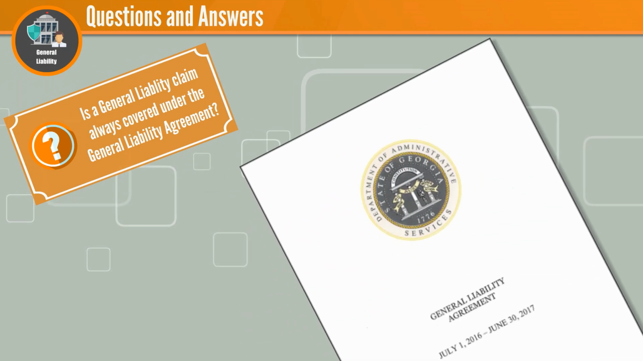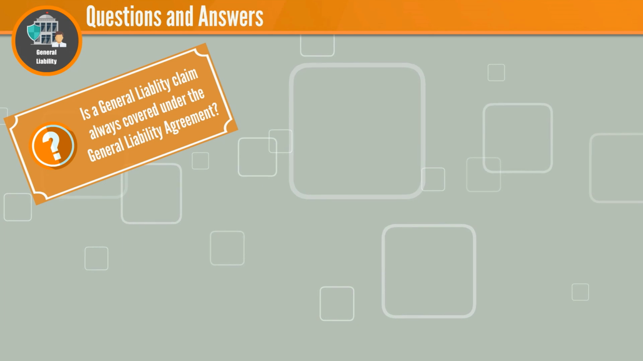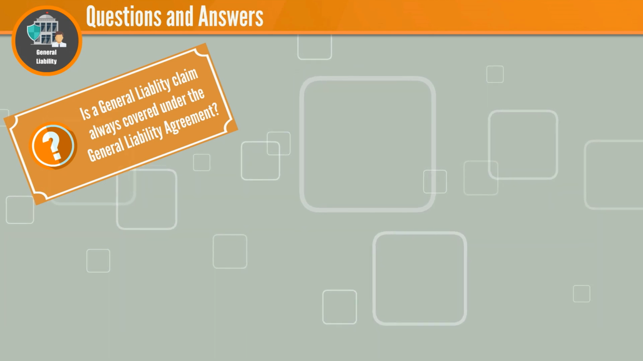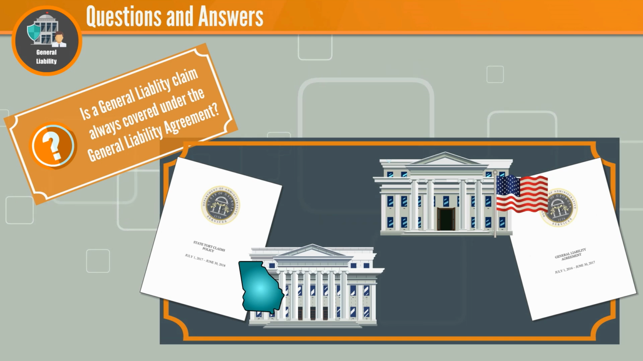Is a general liability claim always covered under the General Liability Agreement? No, although they share a similar name, there is no direct correlation. The determining factor as to what policy details apply, meaning the state torts claims policy or the general liability agreement, is determined by whether or not a claim goes to state or federal court.